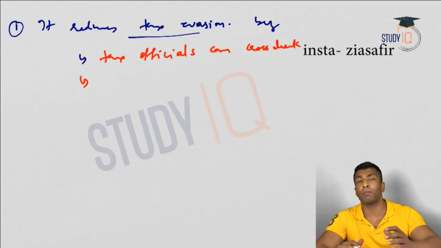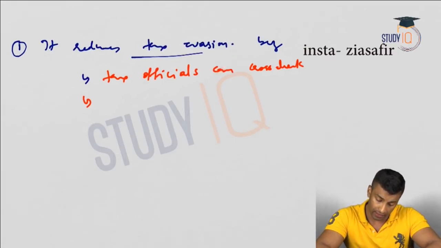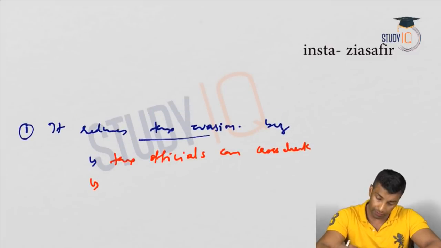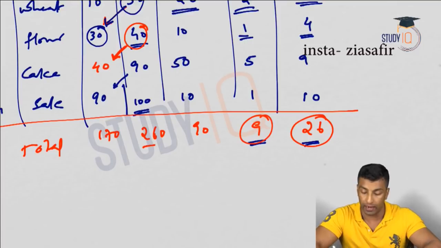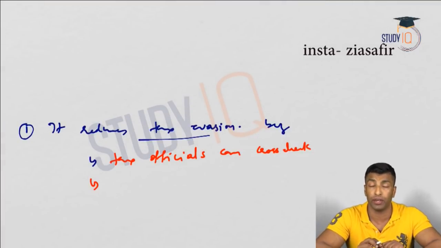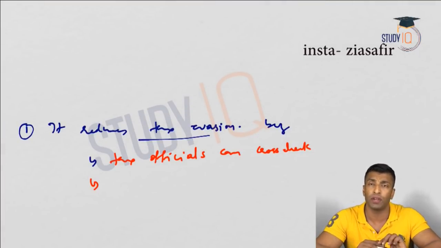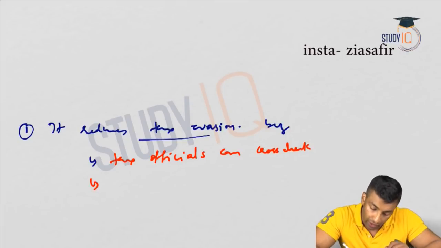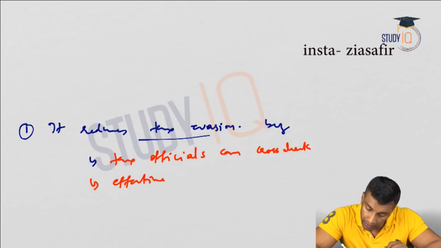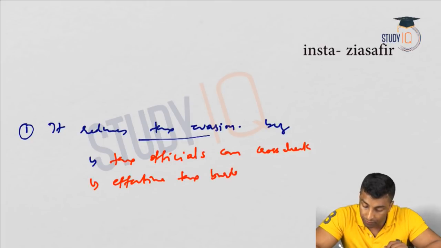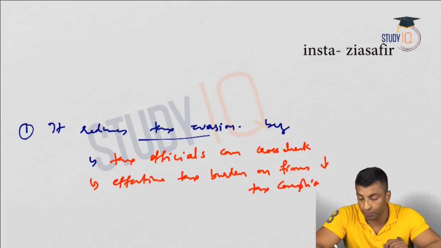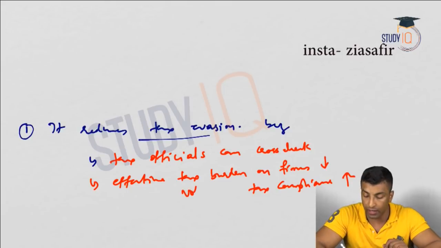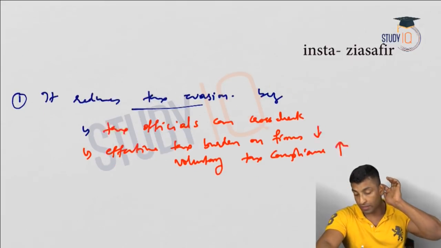Secondly, tax compliance will be increased in this case. You can see here the tax burden on the firms is reducing, right? See here you are paying 26, now you are paying 9. So the tax burden has decreased, and the voluntary compliance will increase. So let me write it down. Effective tax burden on firms reduces, so tax compliance increases. Voluntary tax compliance increases.